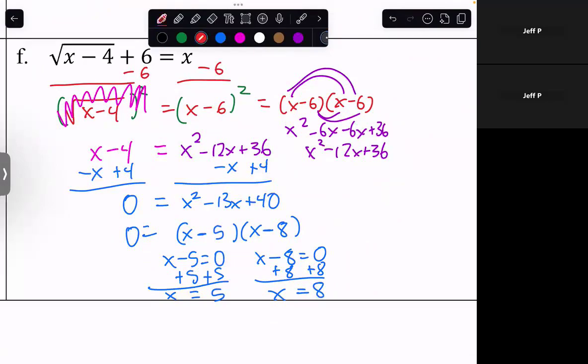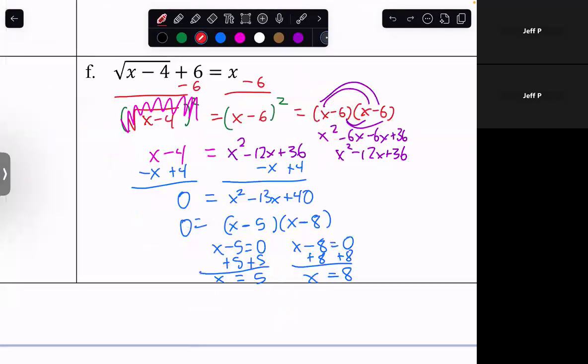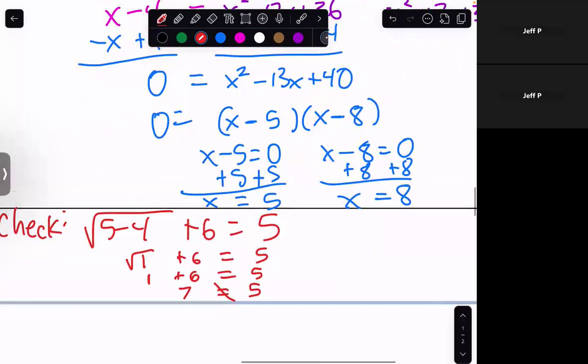Okay. So now let's check our answers. Let's start by checking positive 5. Okay, so remember, when you check, you substitute into all x's. Okay, and then you simplify both sides and see if the two sides are equal. 5 minus 4 is 1. Keep everything else. Square root of 1 is regular 1. 1 plus 6 is 7, which is not equal to 5. Okay, so that means that the x equals 5 answer is called an extraneous solution.